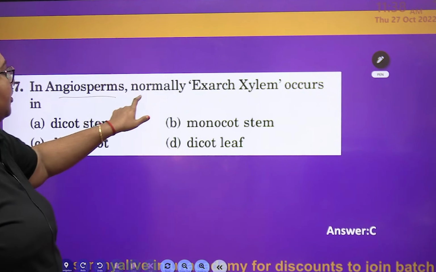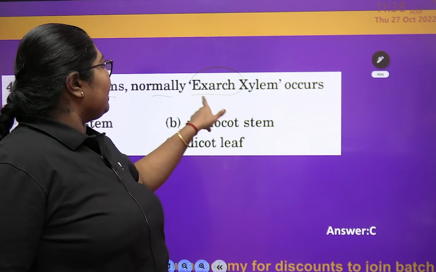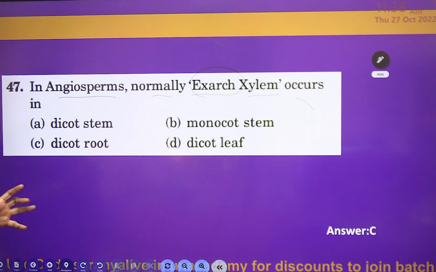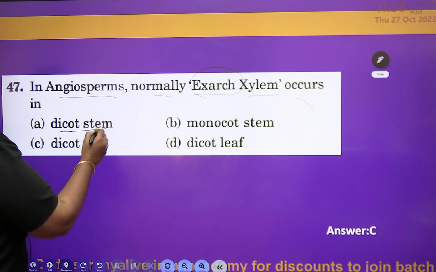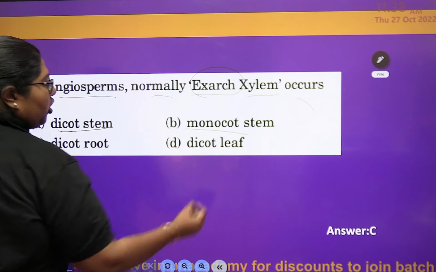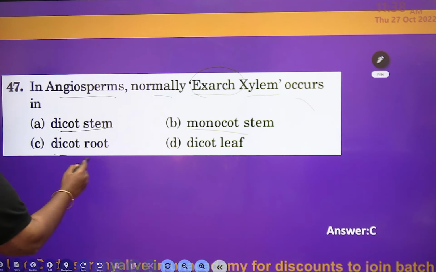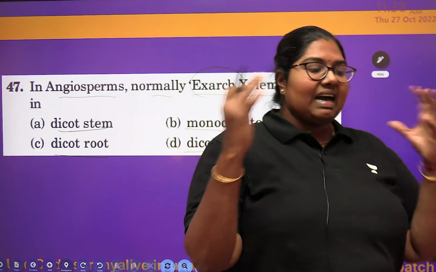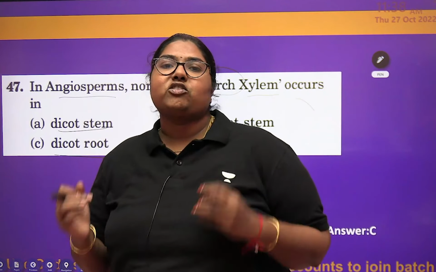In angiosperms, normally this exarch xylem, it is occurring in which of the following? So it is going to occur with your dicot stem, or with your monocot stem, or with your dicot root or dicot leaf. That is the question. So there are a variety of types of xylem. This exarch xylem is going to occur in which of the following?